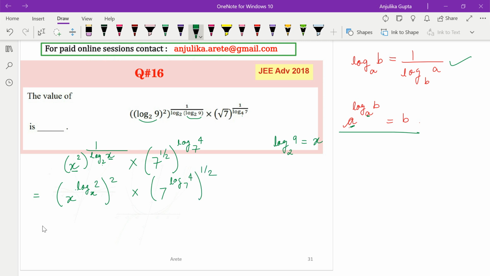I am almost done now, because x and this is log to the base x, so using the second property, I get just 2, and the square outside I just keep. Here also 7, and this is log to the base 7, so what you end up getting is just 4, and then you have a power half. Done. So you have 4 into 2, and that's 8. That's your answer. As simple as that.